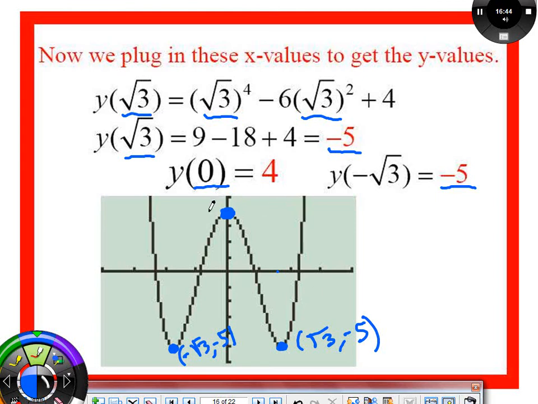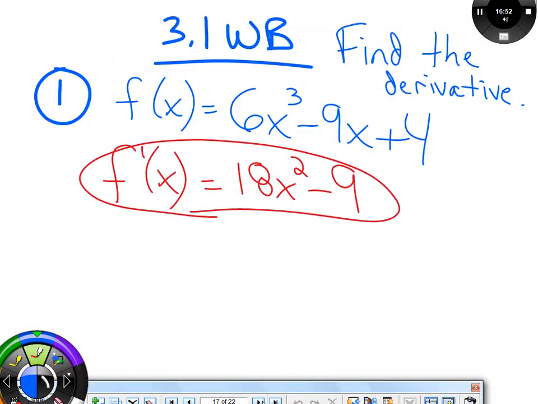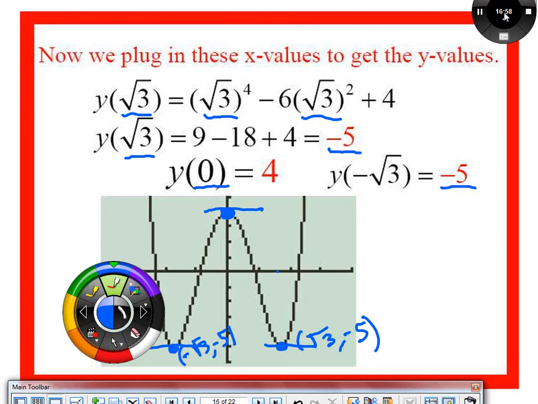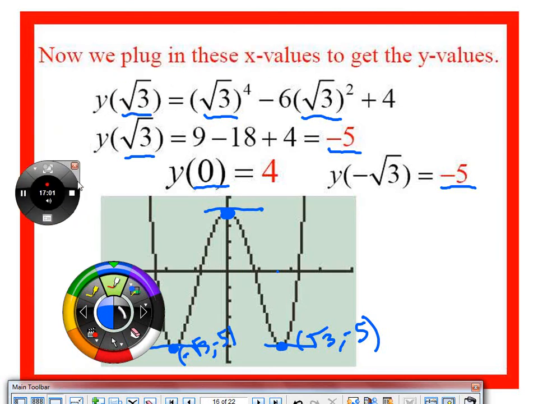Notice this particular function, that's where all the tangent lines are horizontal, so it makes sense. Okay, so I think that will probably do it for us. Hopefully that makes sense to you, and you'll be able to work on the 3.1 in class both days.